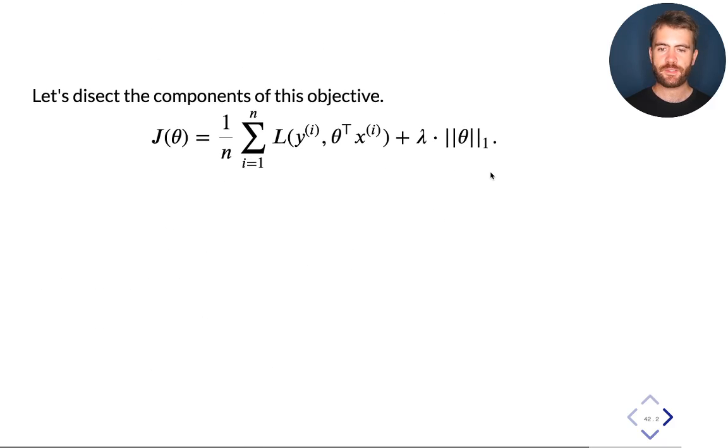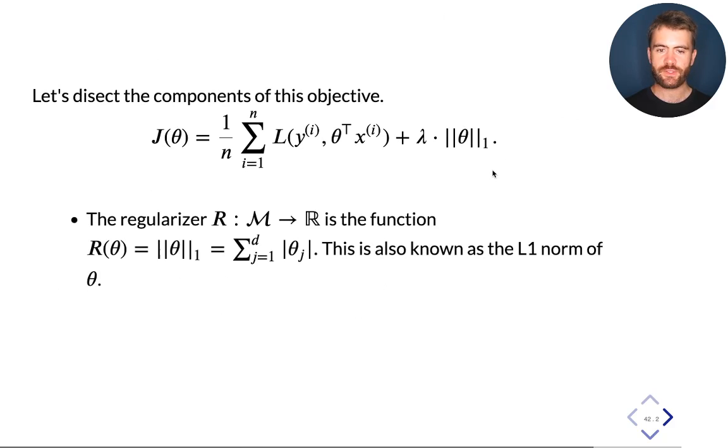Now, again, this is the objective of L1 regularization, and as we discussed earlier, there is this regularizer term, which in the context of L1 regularization is the L1 norm, which is denoted as follows, and this is just the definition of the L1 norm. It's the sum of the absolute values of the entries of this vector.